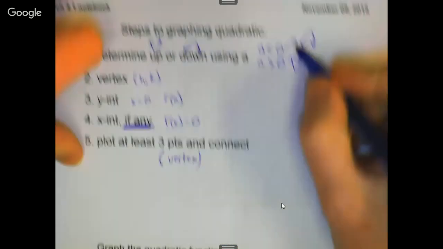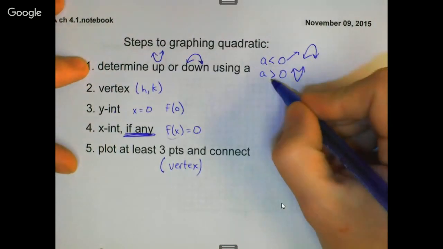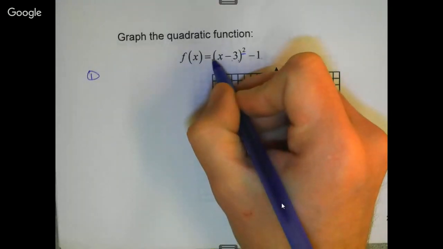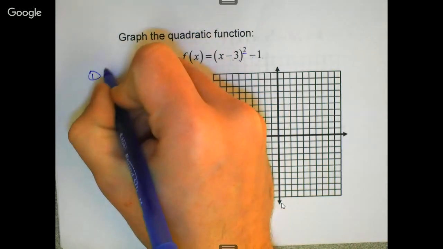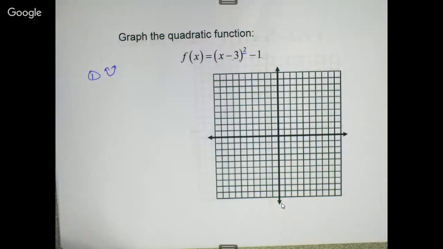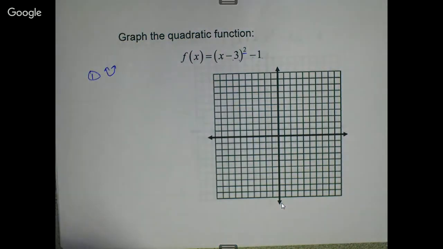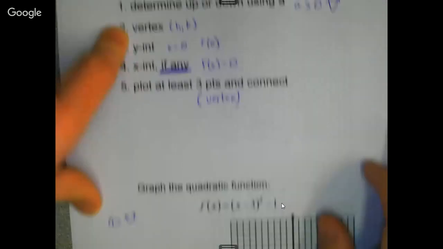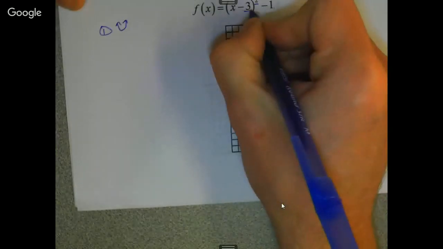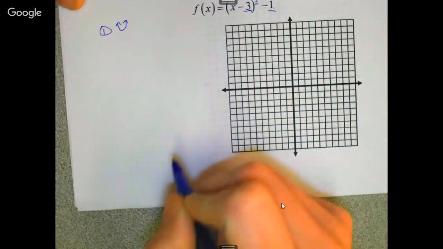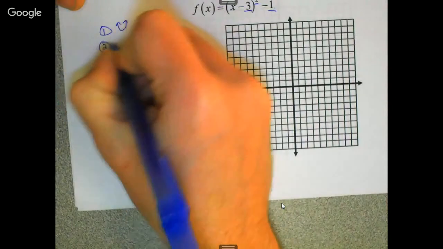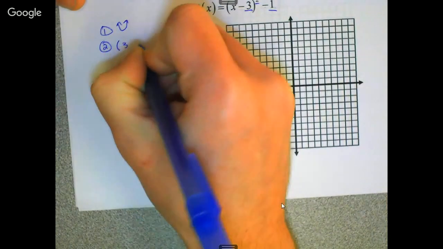Okay, so is a positive or negative, opens up or down. So here I have a being positive, so that tells me it's going to open up. My vertex is (h, k). Again, I'm just looking back up here, (h, k). So my vertex, step 2, will be (3, negative 1).